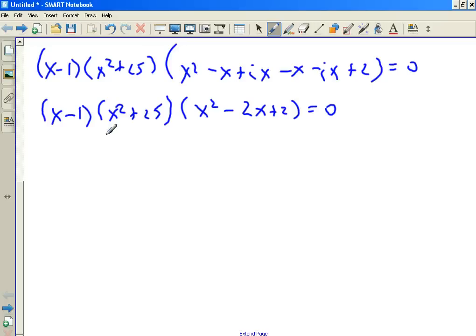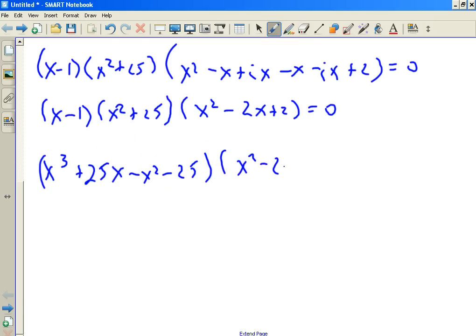Oh, he mentioned me. Huh? Yep. Okay, so let's do some more foiling. Aren't you happy you know how to foil? Okay, first terms. Let's do these guys. What do you got? X cubed, okay. Outer terms. Plus 25x, okay. Inner term. X squared. Careful. Negative. And last, negative 25, okay. Times this stuff.